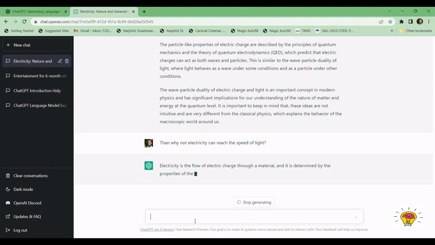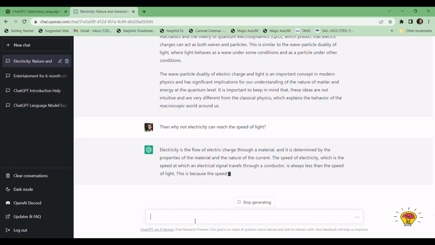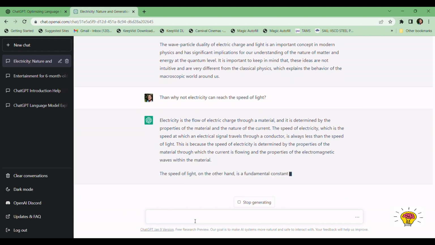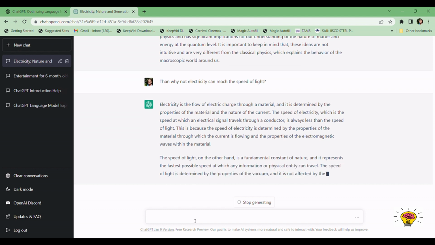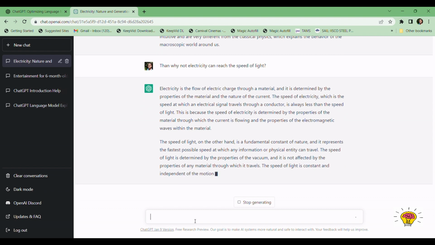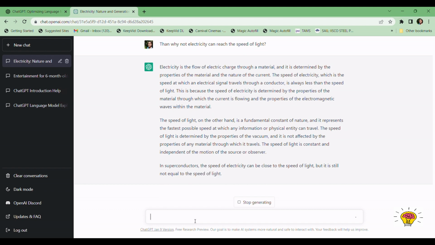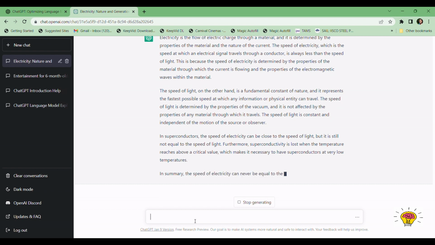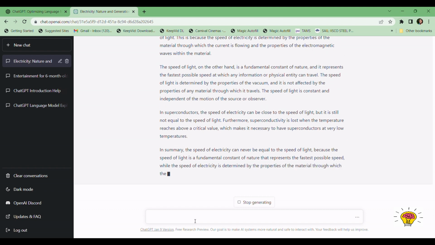Electricity is the flow of electric charge through a material. The speed of electricity, which is the speed at which an electrical signal travels through, is always less than the speed of light. The speed of electricity is determined by the properties of the material through which the current flows, and the properties of electromagnetic waves within the material. In a superconductor, the speed of electricity can be close to the speed of light, but it is still not equal to the speed of light.